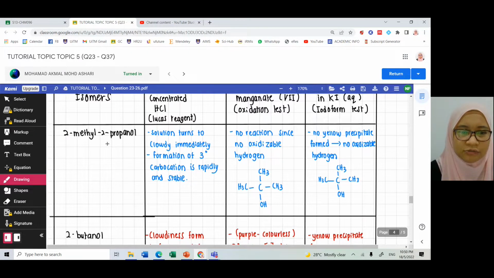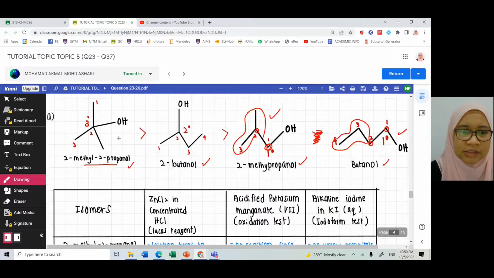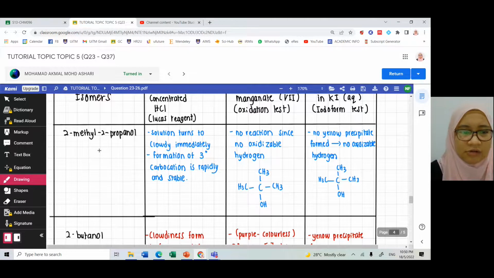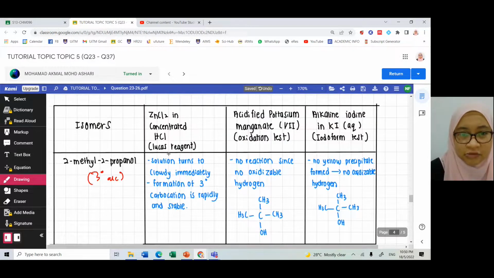Okay, all right. So 2-methyl-2-propanol, this is just now the tertiary alcohol. So when it reacts with concentrated HCl, which represents ZnCl2 in concentrated HCl, this will be Lucas reagent. As we know, Lucas reagent is also the type of reaction that promotes SN1, the one that has carbocation in it. So that promotes the SN1. So SN1 prefers tertiary alcohol.